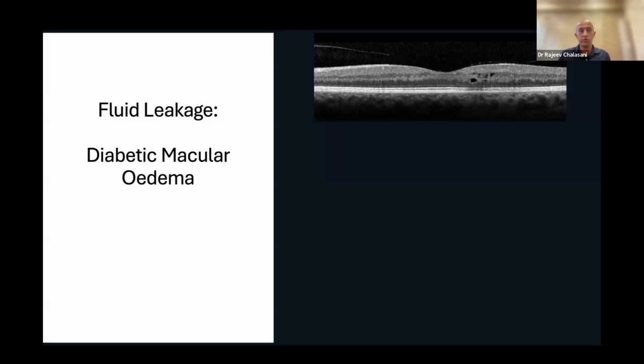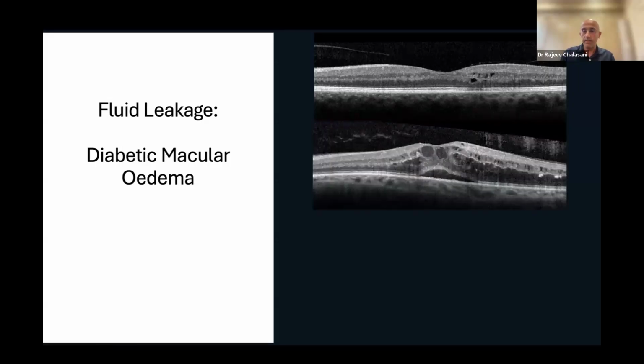And so what happens with diabetes is you can initially start to see leakage of fluid into the retinal tissue, and you can see this OCT shows some very early fluid in the form of those black spaces. But over time, particularly if the sugar and risk factors are poorly controlled, we can get quite significant macular edema, as you can see in this image here, where there is quite significant leakage of fluid into the macula.